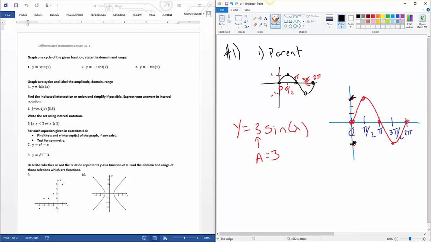Now it's asking us for the domain and range. The domain of my function, this is technically going to go on forever that way, and technically going to go on forever that way. That's going to be negative infinity to positive infinity. And my range, the lowest value is here, which is at negative 3, and the highest value is here, which is going to be positive 3.